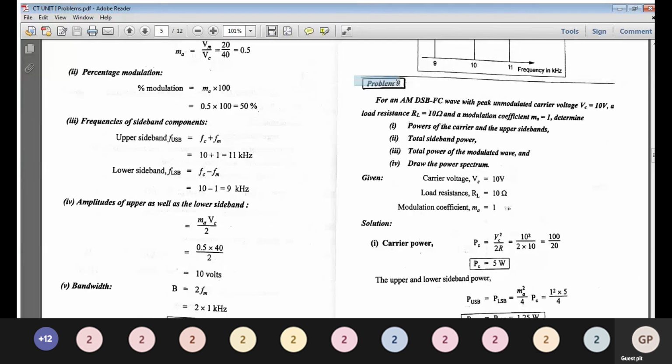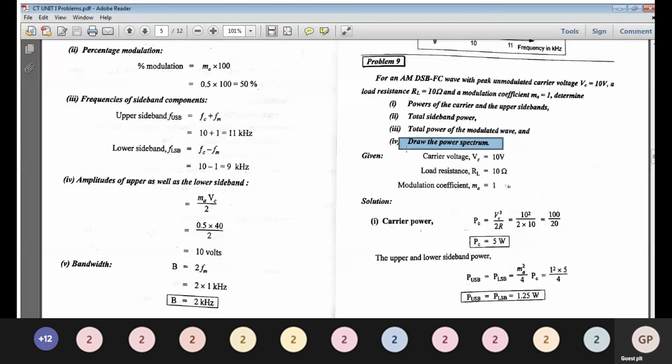Our next problem is for AM double sideband full carrier with peak unmodulated carrier signal Vc equal to 10 volt. Vc is the unmodulated carrier: before modulation, the carrier voltage is equal to 10 volt. The load resistance value RL is equal to 10 ohms. Modulation coefficient is equal to 1. Determine the power of carrier and upper sidebands, total sideband power, total power of the modulated wave, and draw the spectrum. First one is the carrier voltage Vc, 10 volt. The load resistance is equal to 10 ohms. Modulation coefficient equal to 1.